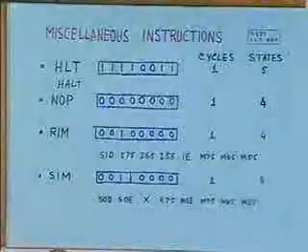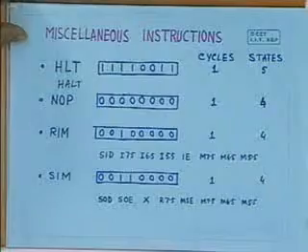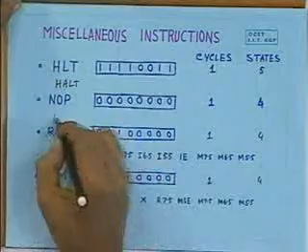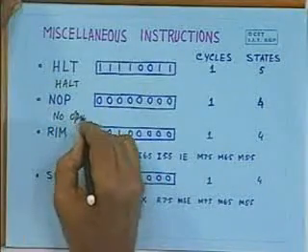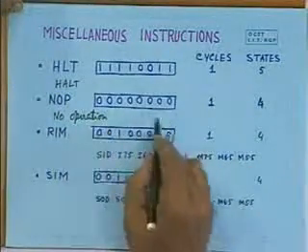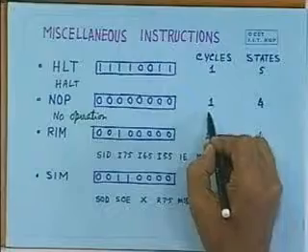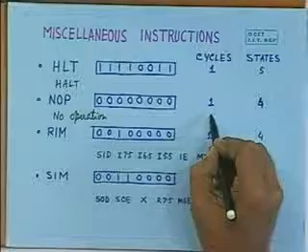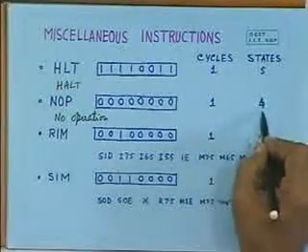Now, apart from halt, there is another important instruction, that is no operation. Obviously, no operation means it does not perform any operation. It does not perform any data manipulation or data transfer, it does not do anything. The only thing it does is take some time to execute, requiring one machine cycle or 4 clock cycles.